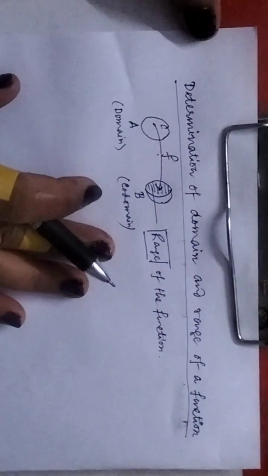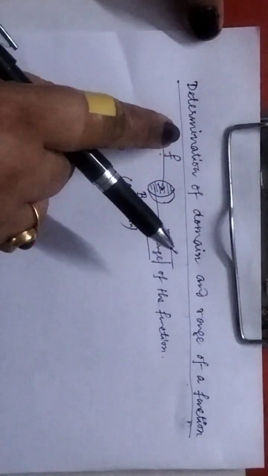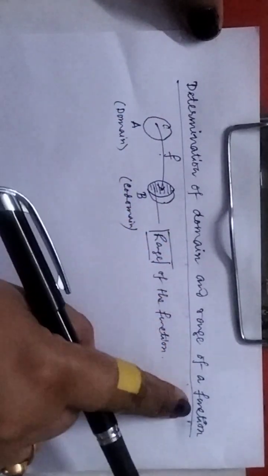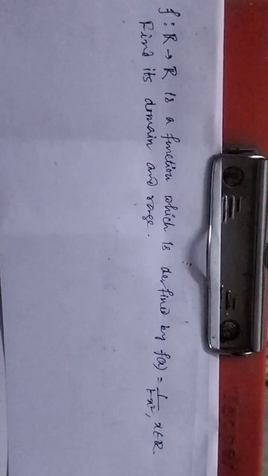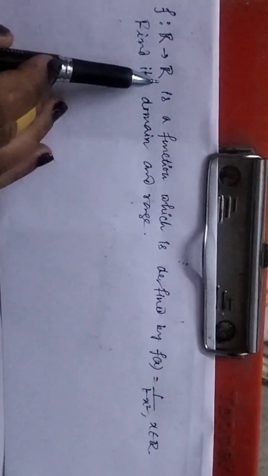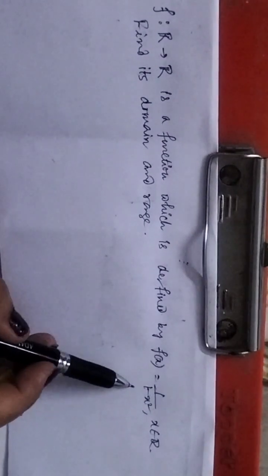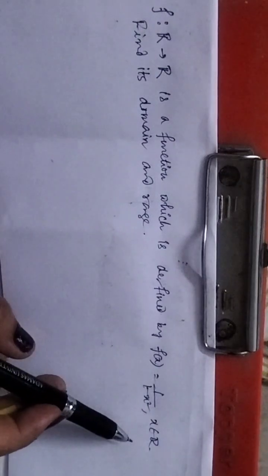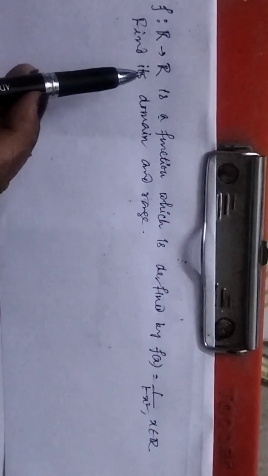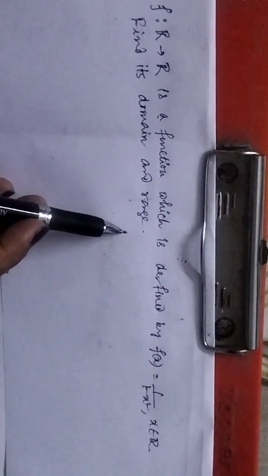You all know this, right? Now, in this video, I'll discuss the easiest way of determination of domain and range of a particular function. Let's take one problem. A function from set of real numbers to set of real numbers is defined as f(x) equals 1 by 1 minus x square, where x belongs to the set of real numbers. It's a real valued function, okay? We have to find the domain and range of this function.